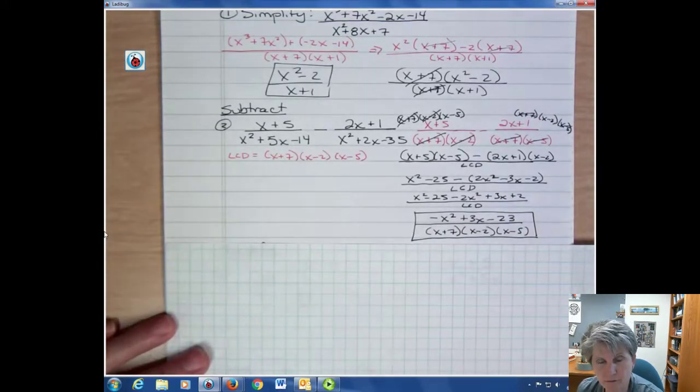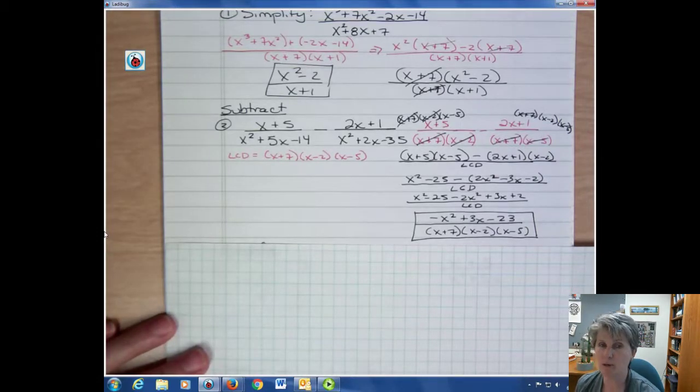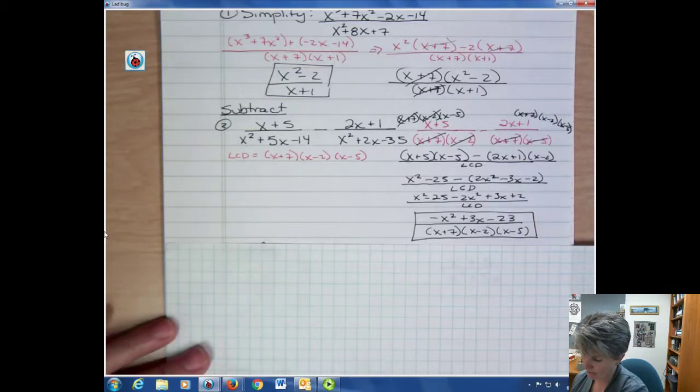The steps are find the LCD, multiply both fractions by the LCD, and then simplify the numerator and put the whole thing over the LCD. You don't get to get rid of the common denominator here because you don't have an equal sign. You can't get rid of it.